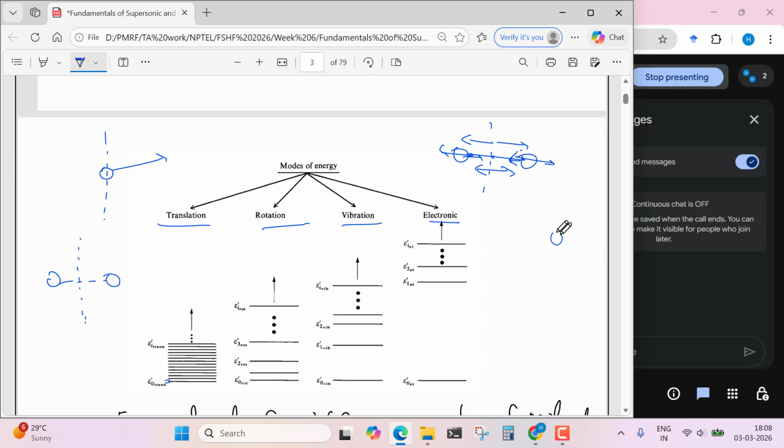As for the electronic energy, the electron rotates around the nucleus, due to which it will have kinetic energy and potential energy. The combination of those kinetic and potential energies will be the electronic energy.